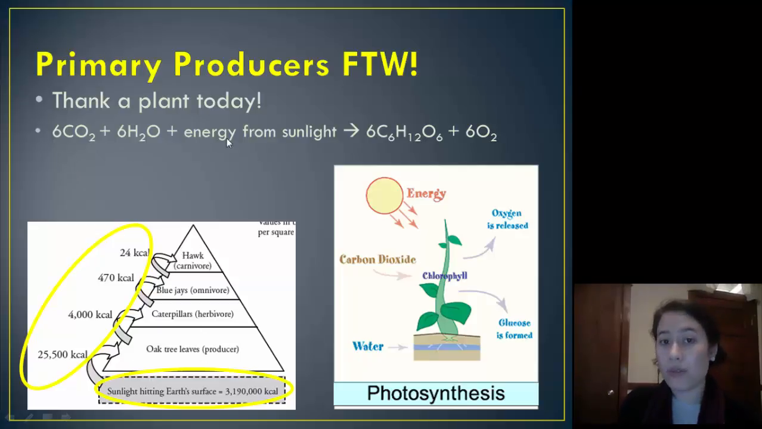So I've got the equation for photosynthesis right here, and a picture. We've got energy from the sun. We've got carbon dioxide and water going into our plant. Glucose is forming and oxygen is being released, just like it says up here in our chemical formula. And once again, the energy from the sun that the plant stores in glucose is going to be passed up the ecological pyramid when that plant gets eaten.